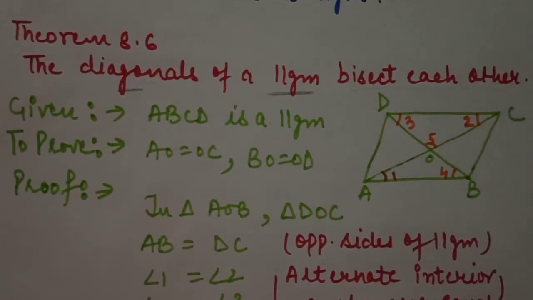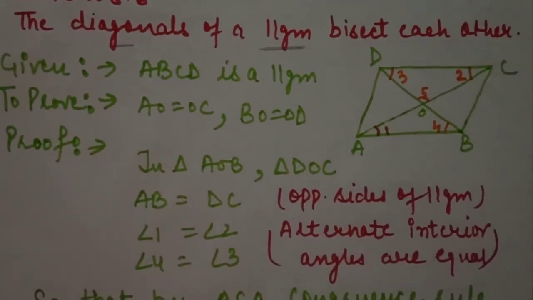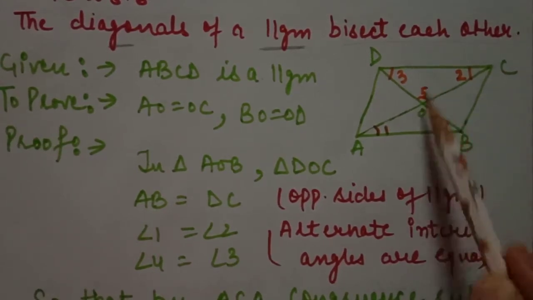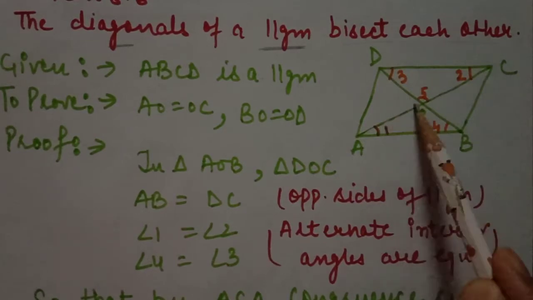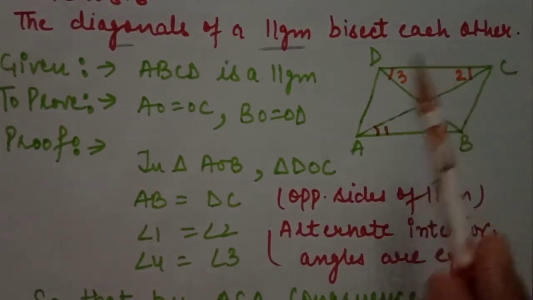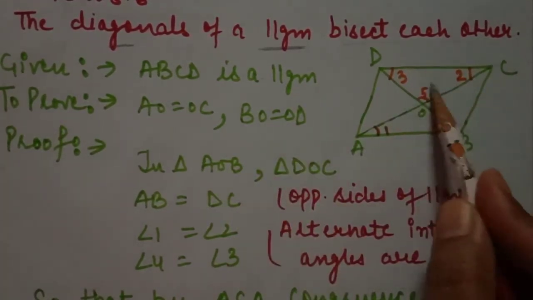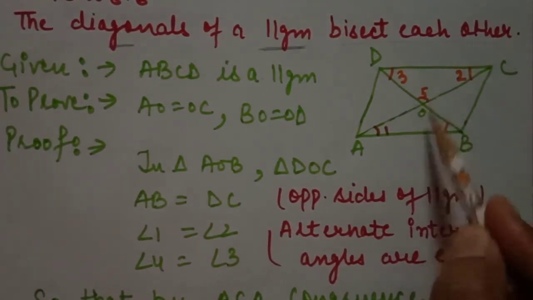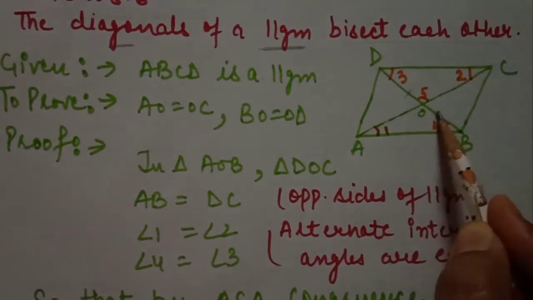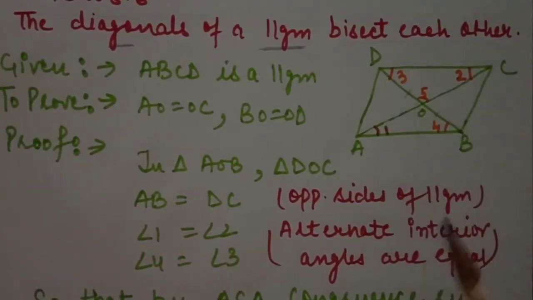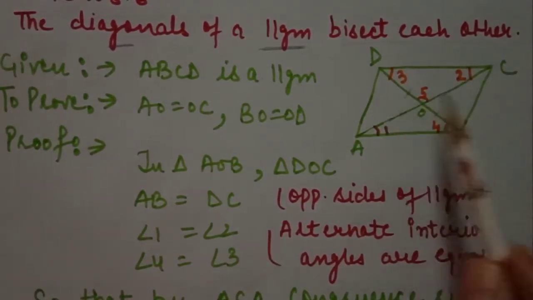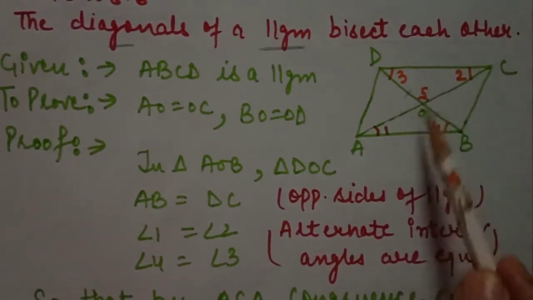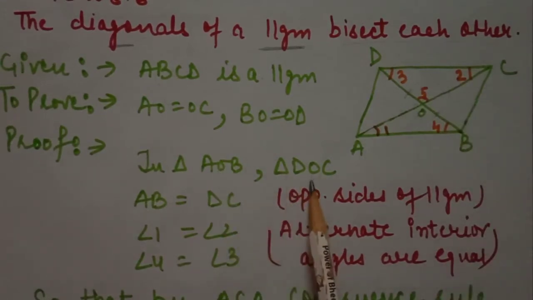So students, we will start our proof. I choose these two triangles, triangle AOB and triangle DOC. Why do I choose these two triangles? Because if I succeed in proving these two triangles congruent, then it is very easy to equalize these two pairs of sides by CPCT. You can take these other two triangles also, it is also possible.